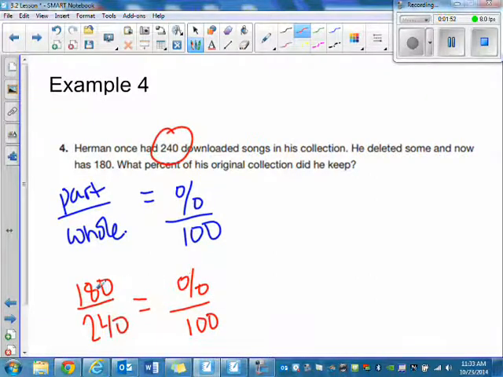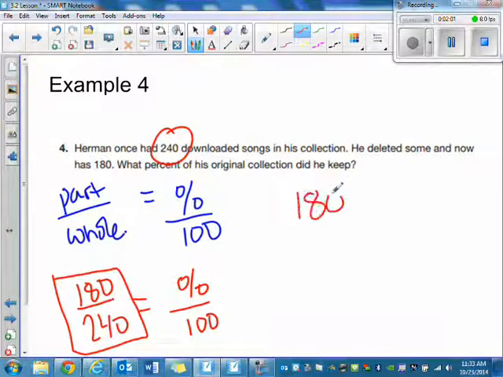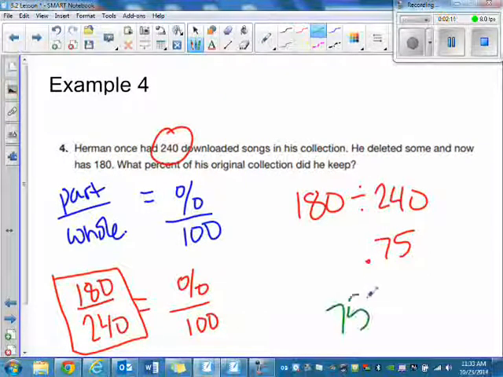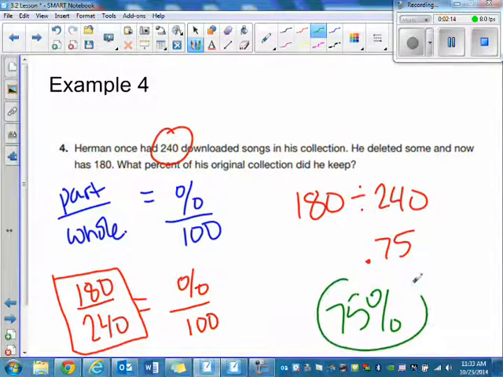So you can solve this by cross multiplying and dividing, or most of you know how to find a percent just by using the fraction. If I take the top and divide it by the bottom, you're going to get 0.75, which is 75%. You would get 75 if you cross multiplied and divided by 240 as well.